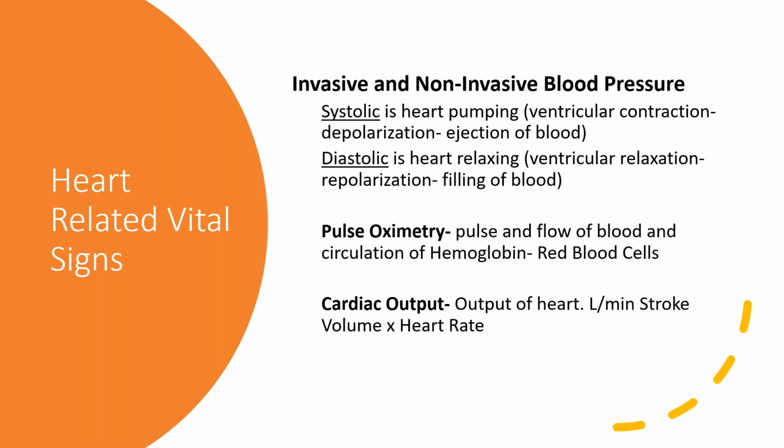Pulse oximeter. Pulse oximeter is based on pulse and flow of blood and circulation of hemoglobin, which is red blood cells. Red blood cells are what oxygen binds to in the body. So depending on how much oxygen is bound to your red blood cells, you get an oxygen SpO2 reading on your pulse oximeter. And then another cardiac related vital sign is cardiac output.